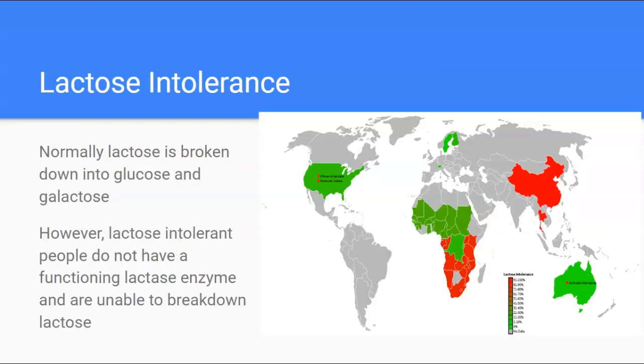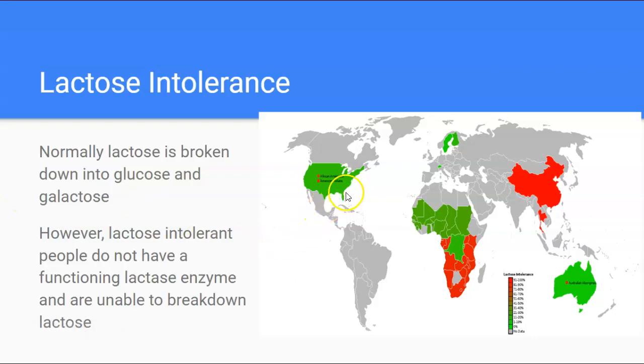Now here's your specific example of an enzyme that we're going to talk about in so much detail you're going to hate it. Lactose intolerance. So lactose is the milk sugar, and it's normally broken down into glucose and galactose by the enzyme lactase. Yep, they all sound the same, I know. We'll get through it. So lactose intolerant people do not have a functioning lactase enzyme, so they are unable to break down lactose into glucose and galactose.